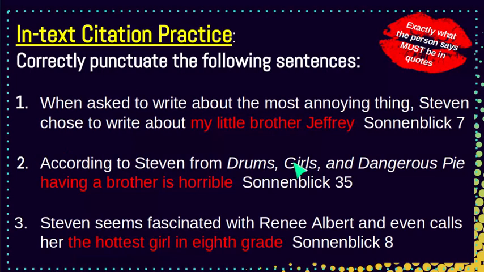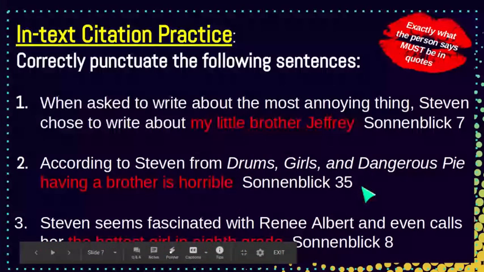According to Stephen from Drums, Girls, and Dangerous Pie, okay, so here is what we took straight from the text. We put a comma, set it off, open quotes, having a brother is horrible, end quotes, parentheses, close the parentheses, then put a period at the end.